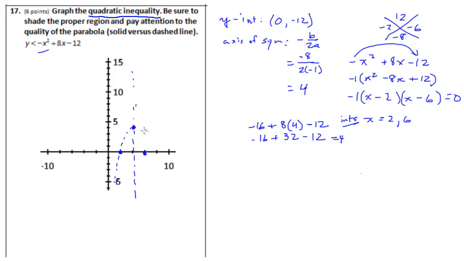Now we've got enough points here to draw our parabola. It's a dotted line because it's less than. Now you can pick a point that's in one region or the other. If I pick (0, 0) to see if that works, what I'm asking is, is 0 less than, and these two terms become 0, negative 12? Well, the answer is no, false. So it's not graphing out here, it's graphing under the parabola.